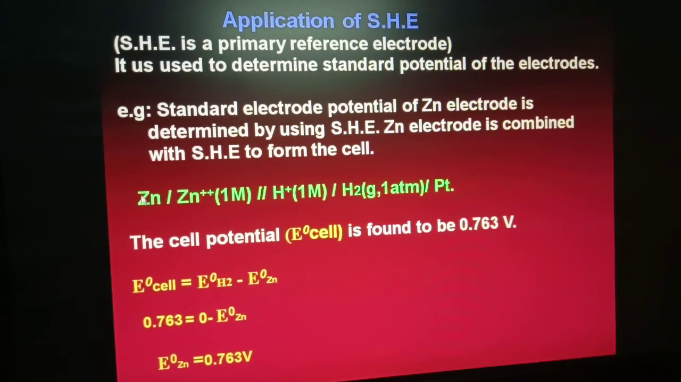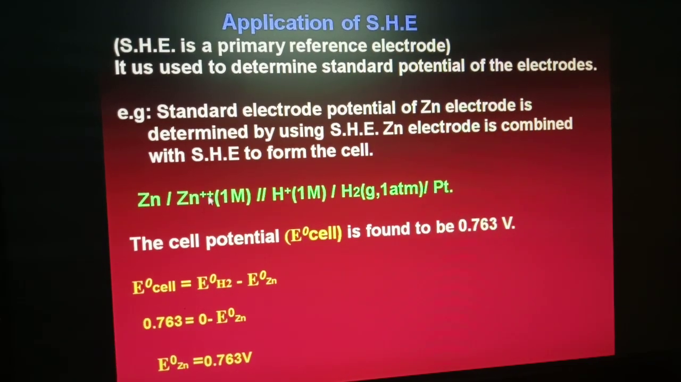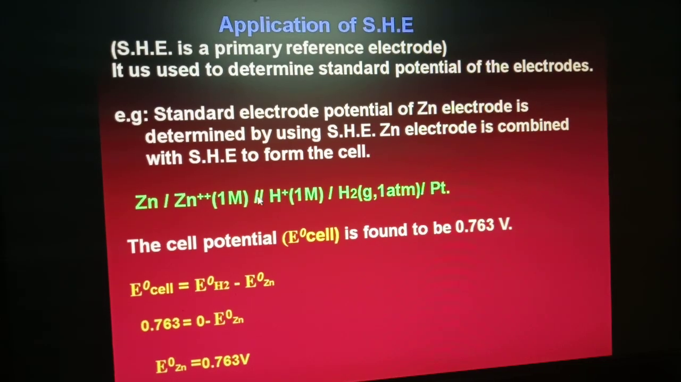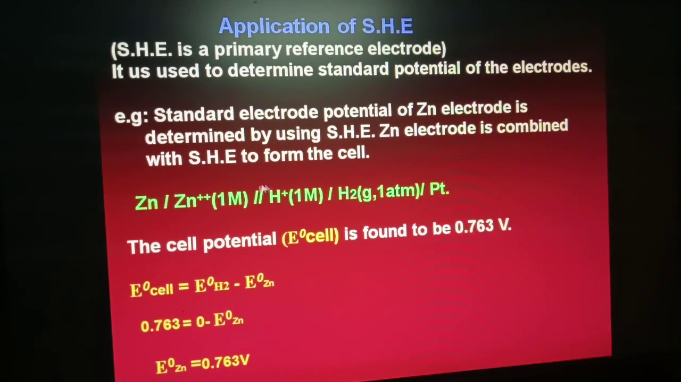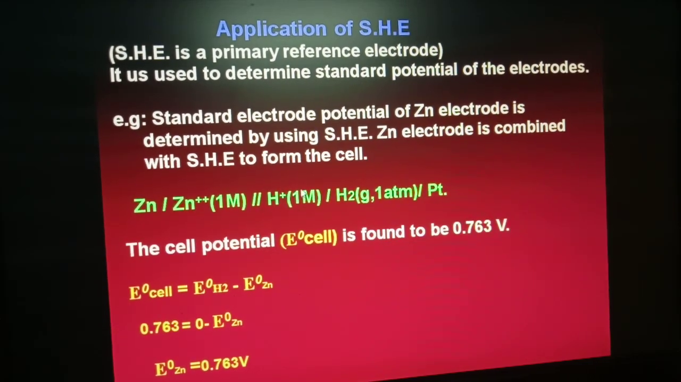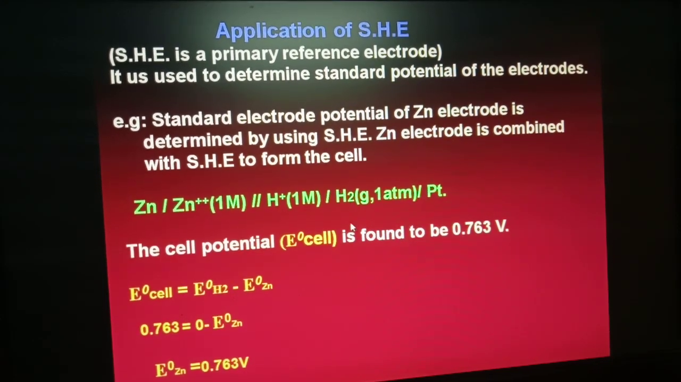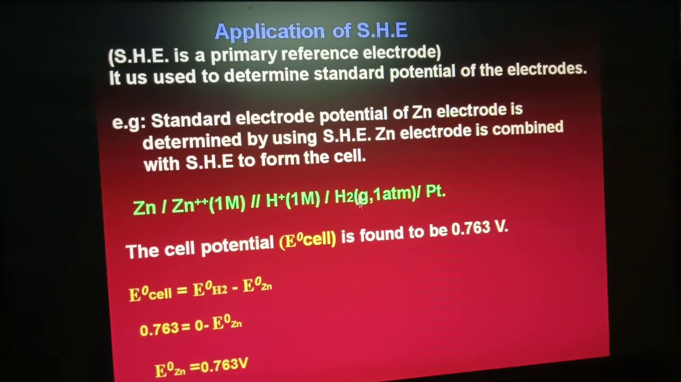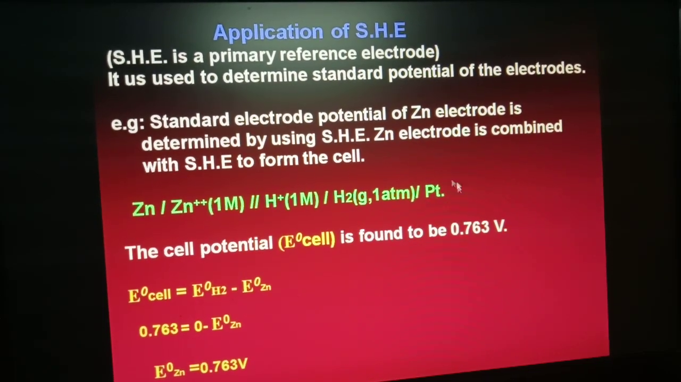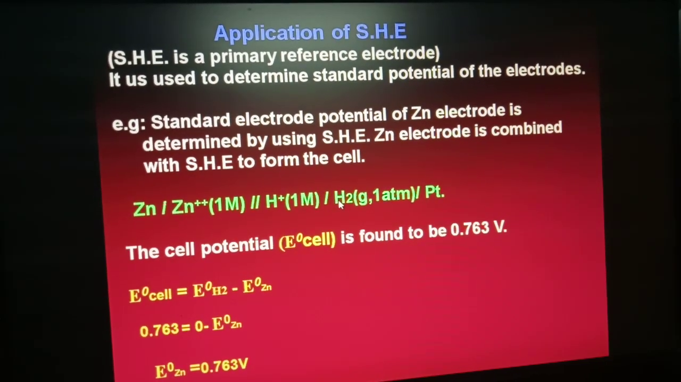So the cell will be read as follows: zinc electrode in direct contact with Zn2+ whose molarity is 1. It is in indirect contact, that is it is coupled by means of salt bridge, with H+ whose molarity is 1, which is in direct contact with hydrogen gas whose pressure is 1 atmosphere, and this is in direct contact with platinum. Platinum is used to provide electrical contact for hydrogen gas.